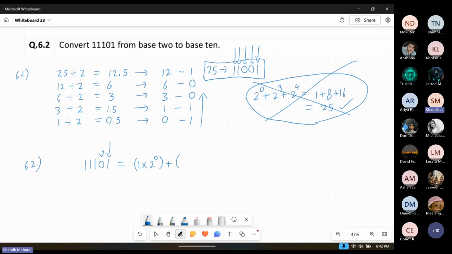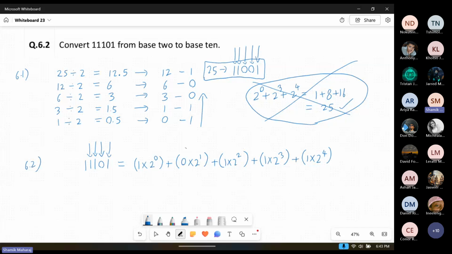The next one here, the 0, is 0 times 2 to the power 1. As you see, these powers of 2 just increment up by 1 as we go along. The next one right here is 1 times 2 to the power 2. And I guess you see the pattern here. The next one is 1 times 2 to the power 3. And the last one is 1 times 2 to the power 4.